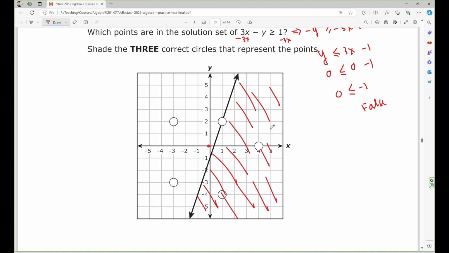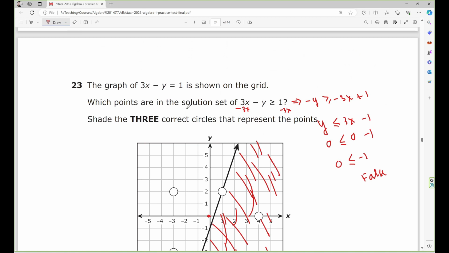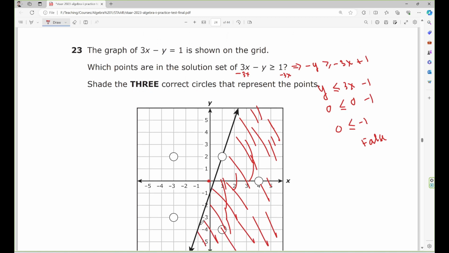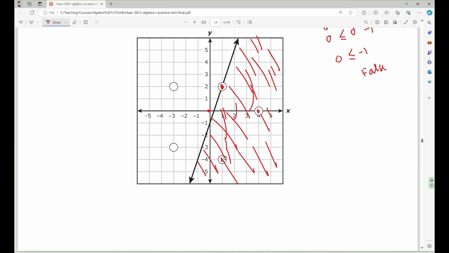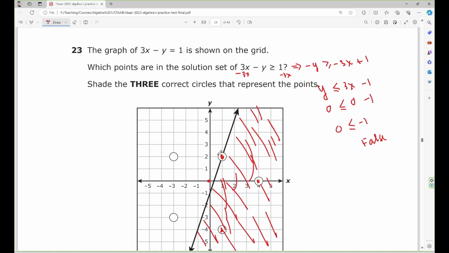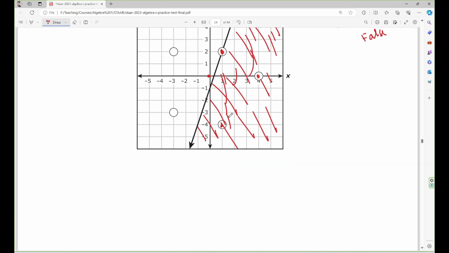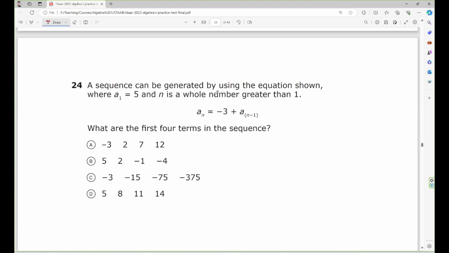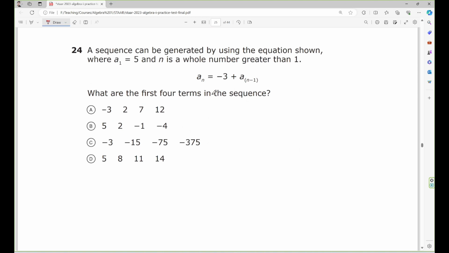I shade this one. This is my solution. So the point right here should be solution. Now, because I have the equal sign, this should be the solid side. So this is also solution. So this point, and this point are your solution. Which points are in the solution set? Okay, 3 correct circles. The first circle right here, the second circle right here, the third circle right here, the solution. Done. Now let's move on to number 24.